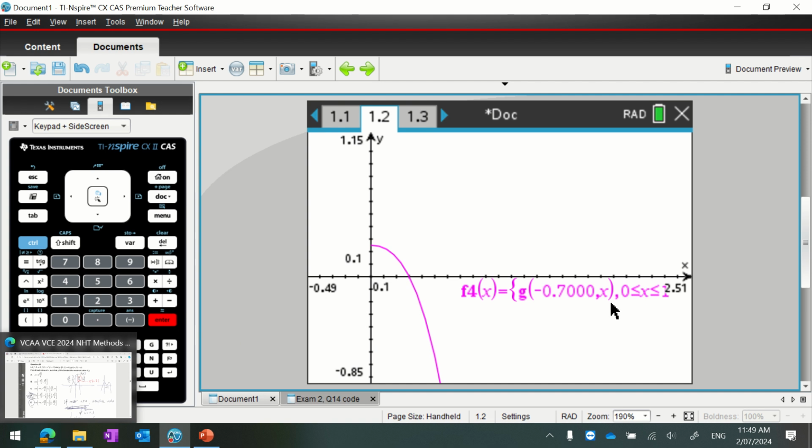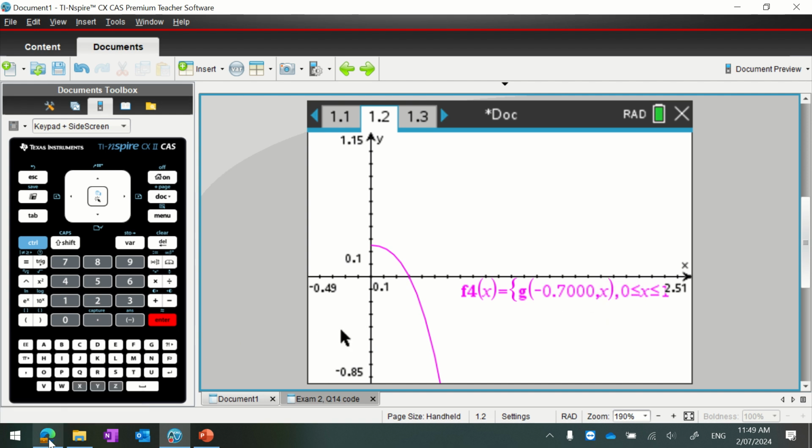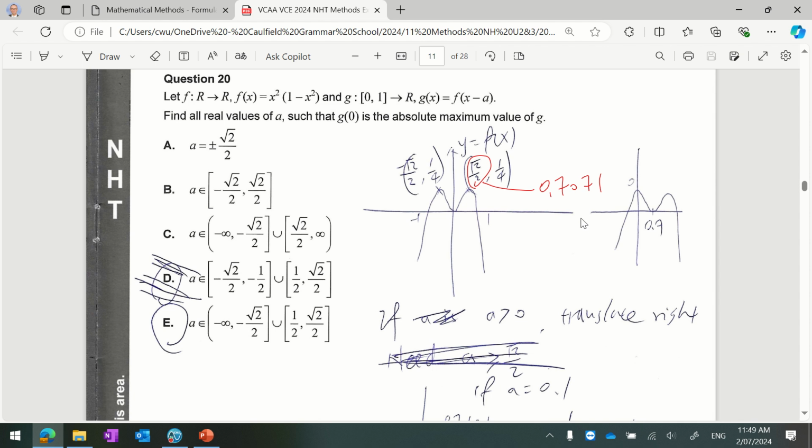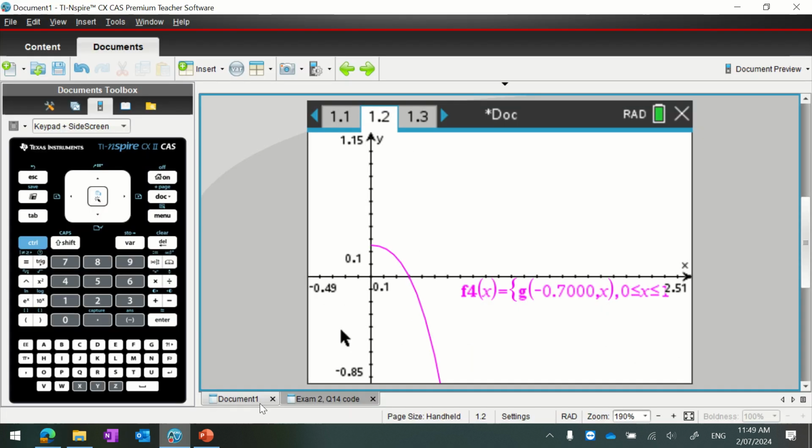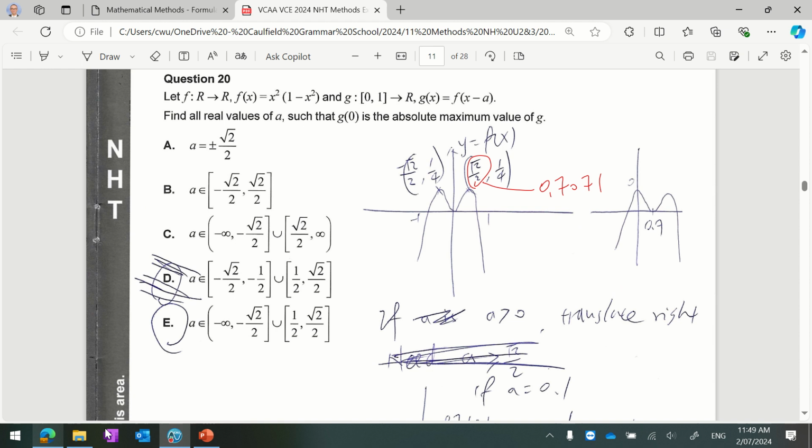Is it actually negative 0.7, the number we're looking for? Well, you need to think about this. You need to think about what this is actually doing. It's shifting the graph to the left, shifting the whole graph of f to the left. So you start here to the left.